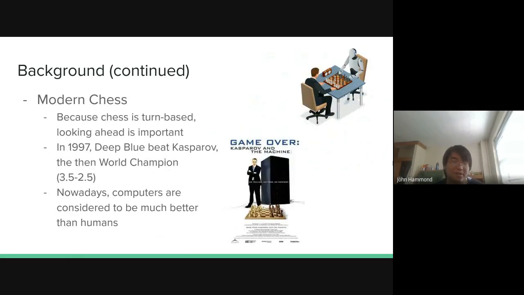A little bit more about chess. Nowadays, chess is mostly played by computers. This is because chess is turn-based, so looking ahead is super important, and being able to hold all those different positions and calculate far ahead is super important to be a good chess player. In 1997, the first computer beat the world champion, the best human player in chess.